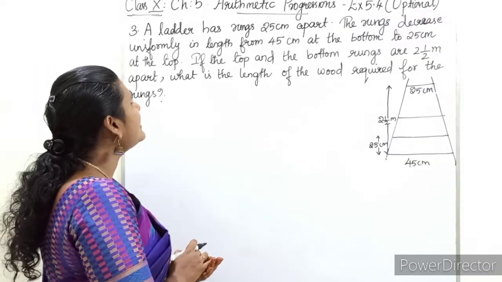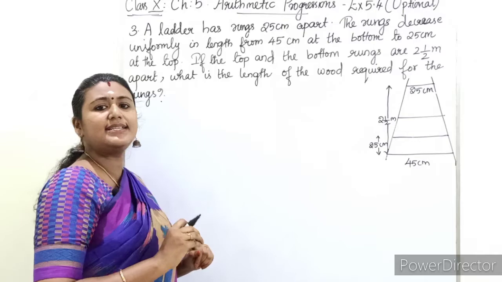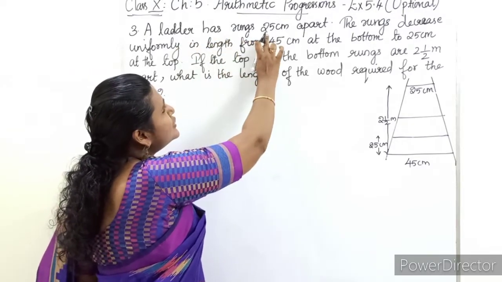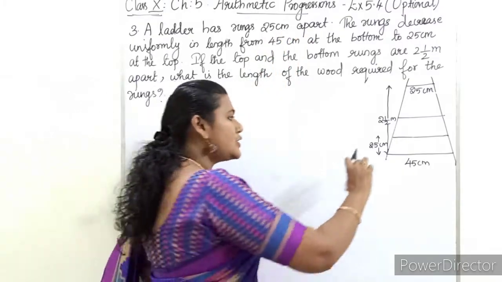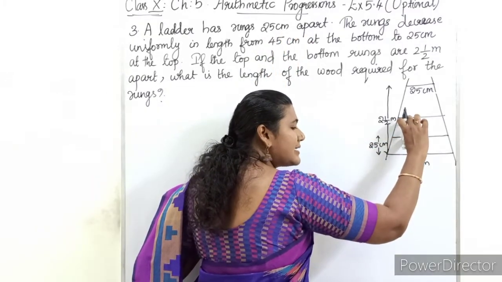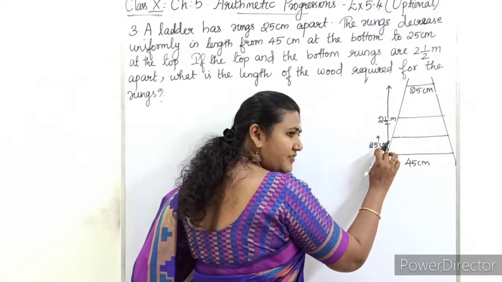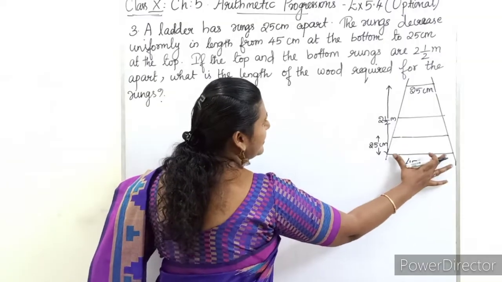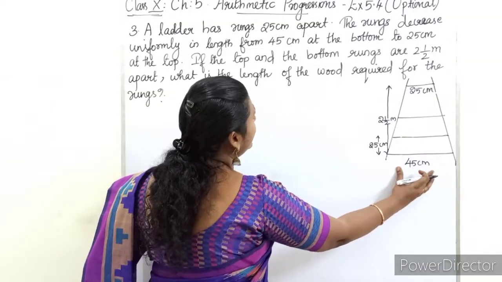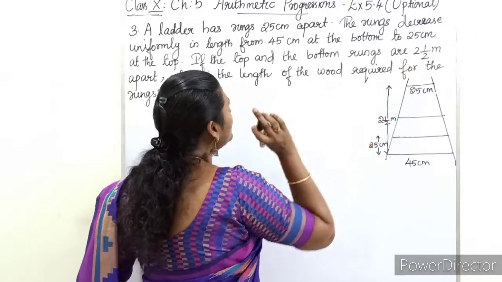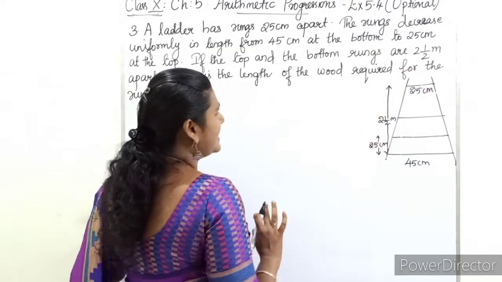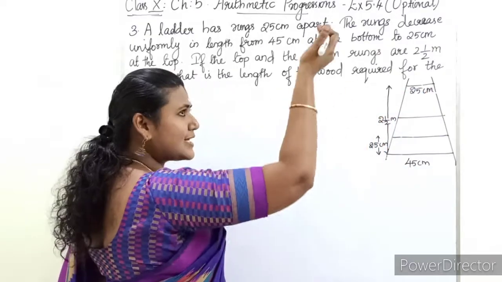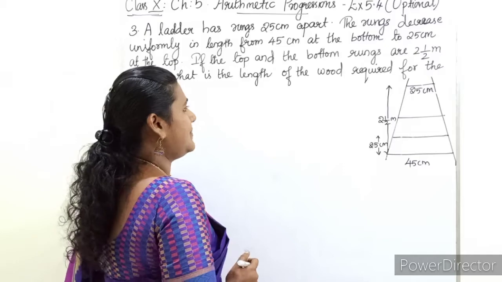So what is given? The rungs. Rungs are nothing but the steps of a ladder. So a ladder has steps 25 centimeters apart. The distance between two consecutive steps is given as 25 centimeters, and the length of the bottom step, the first step, is 45 centimeters, and the length of the topmost step is given as 25 centimeters.